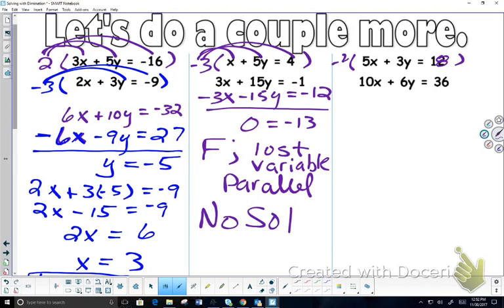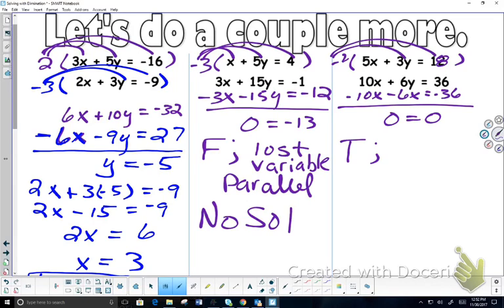Anyway, we got -10x, -6y, and -36. Wait a minute. Zero. Ah, nicely said. We end up with 0 equals 0. We lost our variable and we have a true statement. So what does that mean? They are infinite. Infinitely many.